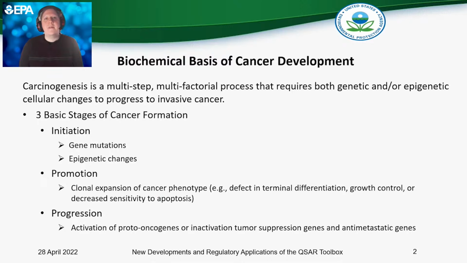Oncologic is based off of the biochemistry that underlies carcinogenesis. So carcinogenesis is recognized to be a multi-step, multifactorial process that requires both genetic and/or epigenetic cellular changes to progress to invasive cancer. Oncologic uses the three-stage model of carcinogenesis: initiation, promotion, and progression. In initiation, you have gene mutations or epigenetic changes that lead to alterations in DNA. Promotion leads to a clonal expansion of a cancer phenotype, and progression is where you get metastasis.